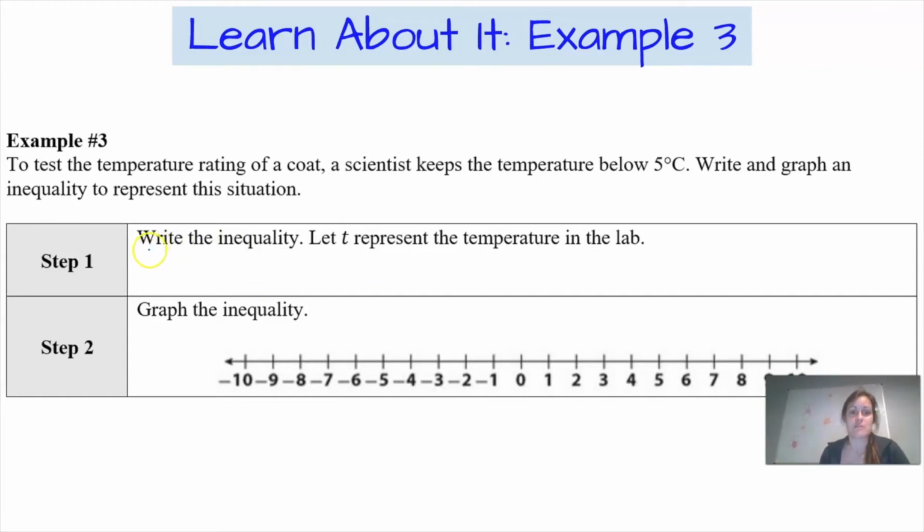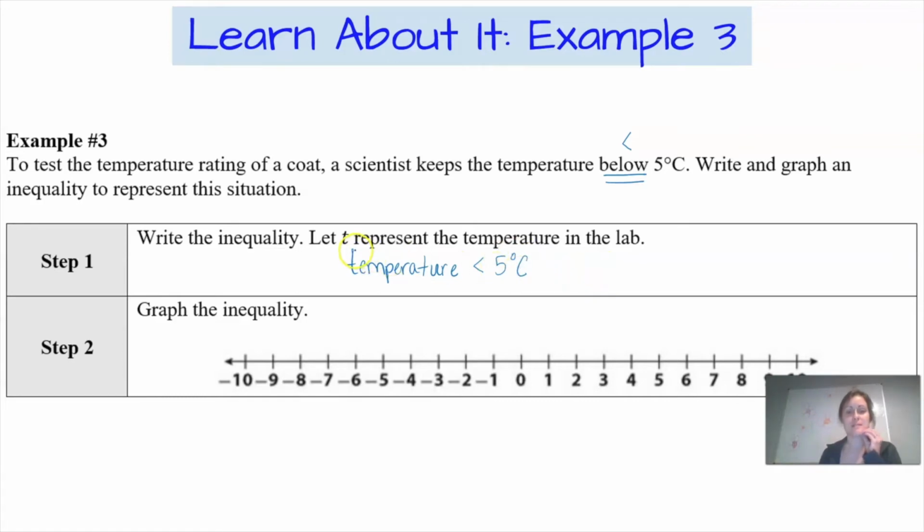So our first step is to write the inequality, and we're going to let T represent the temperature in the lab. Before I do that, I want to write that the temperature is below 5 degrees Celsius. I need to figure out what inequality symbol I'm going to use to represent below. That's going to be a less than symbol because I selected numbers that were all less than 5. So the temperature is less than 5 degrees Celsius.